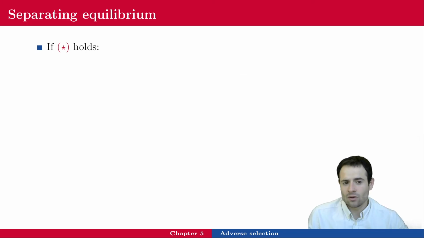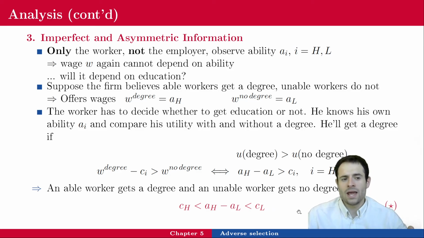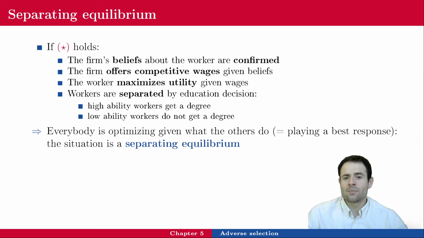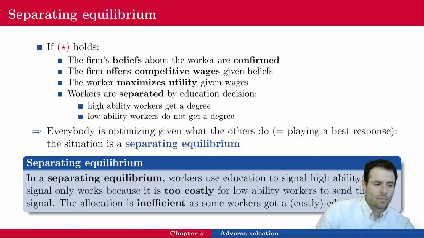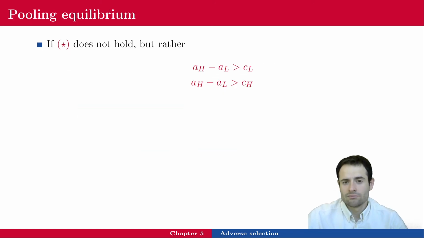So it is a technical requirement. If I give you CH, AH, AL, and CL, you could check this condition and see whether the equilibrium will be a separating one or a pooling one. It is separating when one type of agents use a signal and the other type doesn't want to use the signal. However, if the signal is not too costly for either type of agent, then anybody can get education whether they are good or bad.